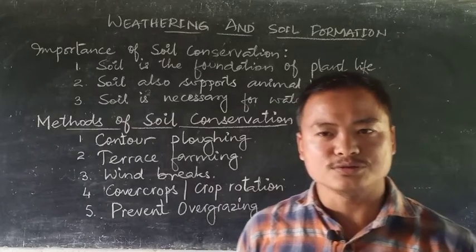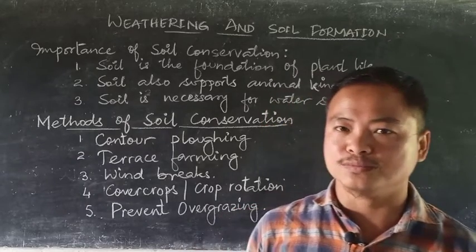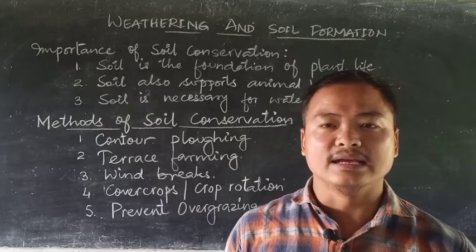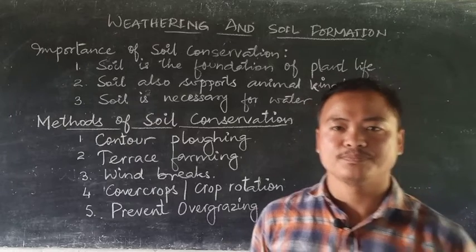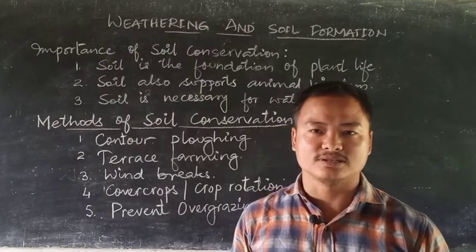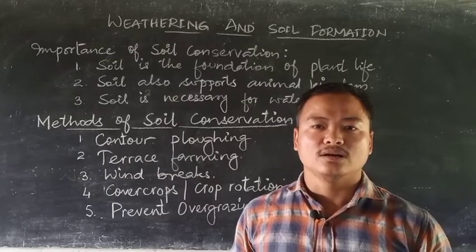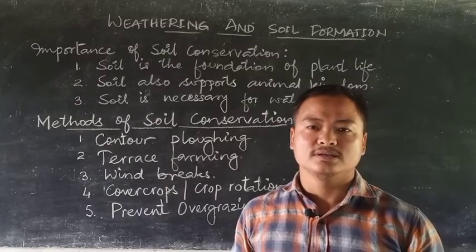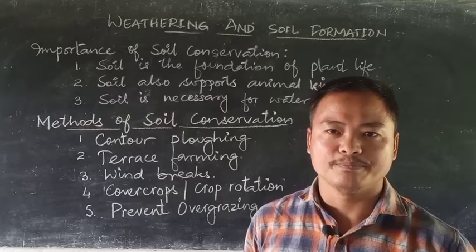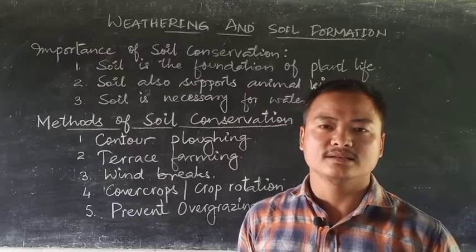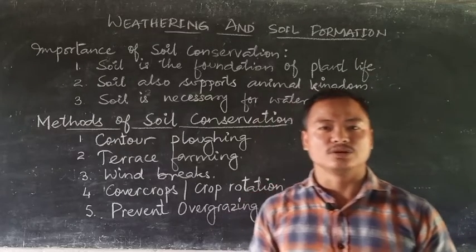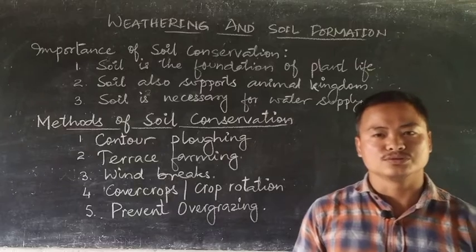The second is terrace farming. Terrace farming is also practiced mostly on hill slopes by cutting the land into a flat, step-like structure. This controls the rapid movement of the water, resulting in lesser soil erosion or no soil erosion at all.